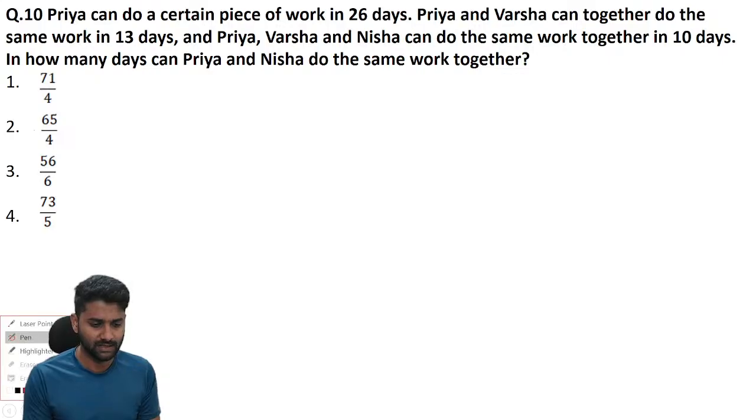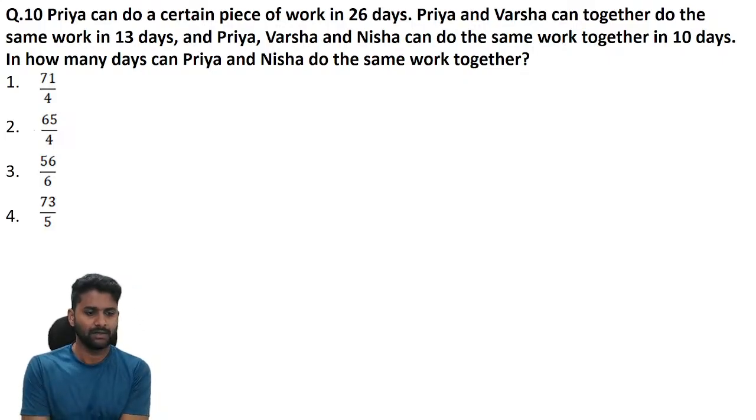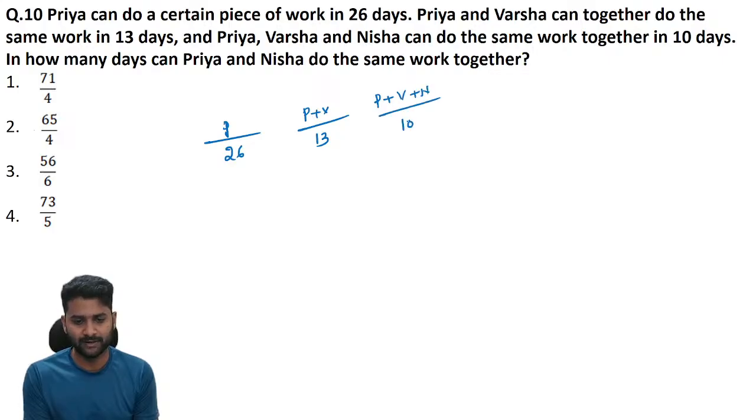Next, let's see this question from the time and work concept. Now see, Priya can do a piece of work in 26 days. Priya and Varsha can do the same work in 13 days. Priya, Varsha and Nisha can do the same work in 10 days.